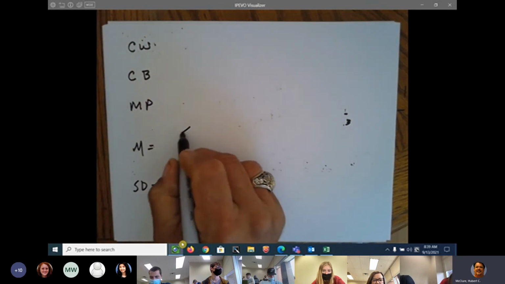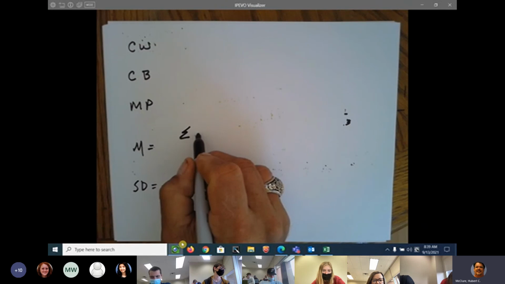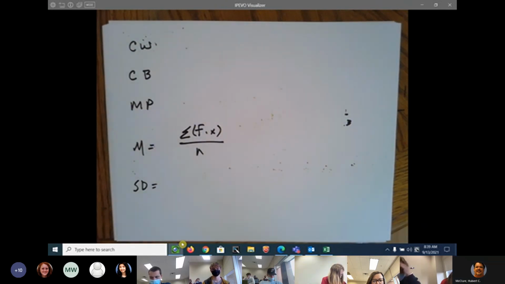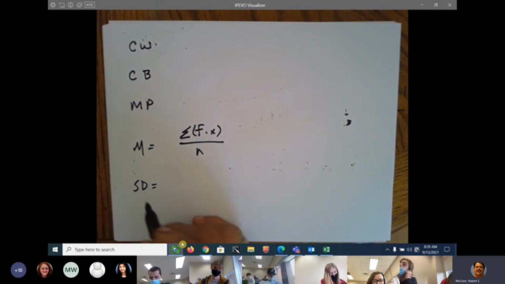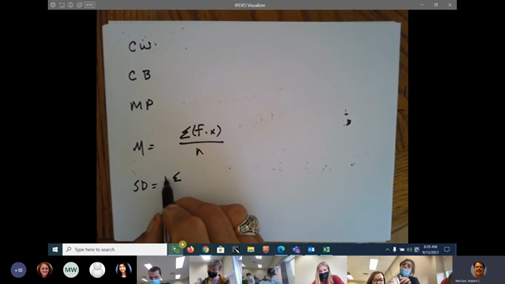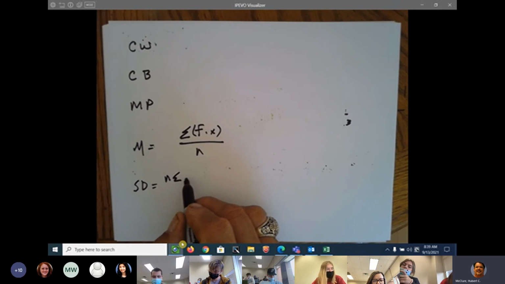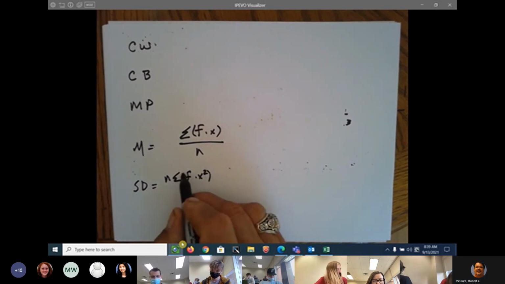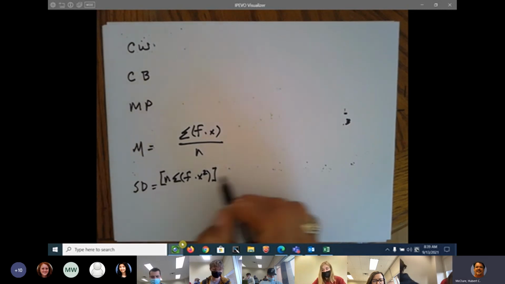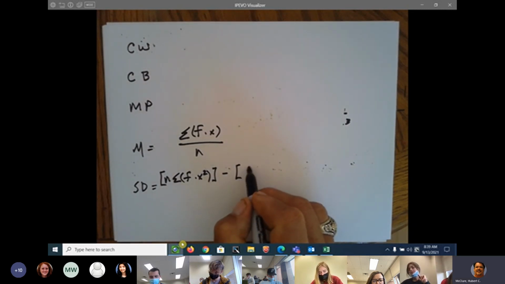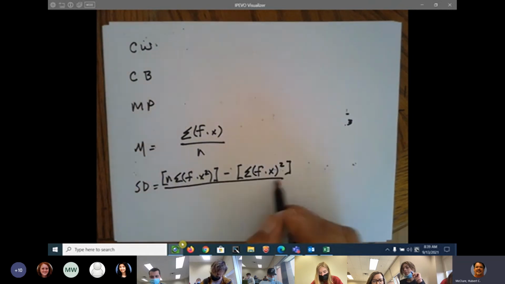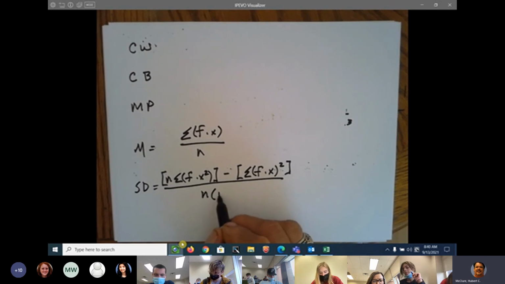And the mean is equal to the summation of f times x over n. And then the standard deviation is the summation n times the summation of f times x squared minus the summation of f times x quantity squared over n times n minus 1.